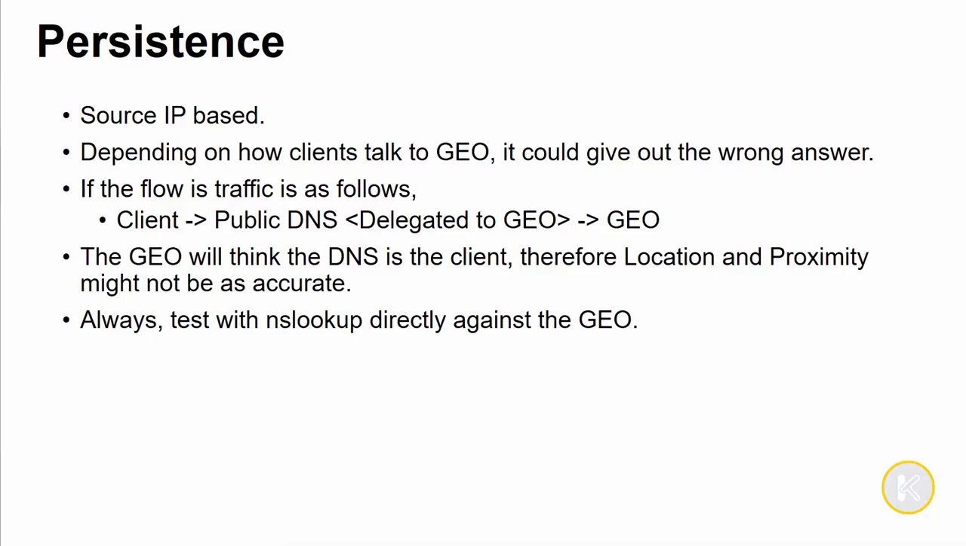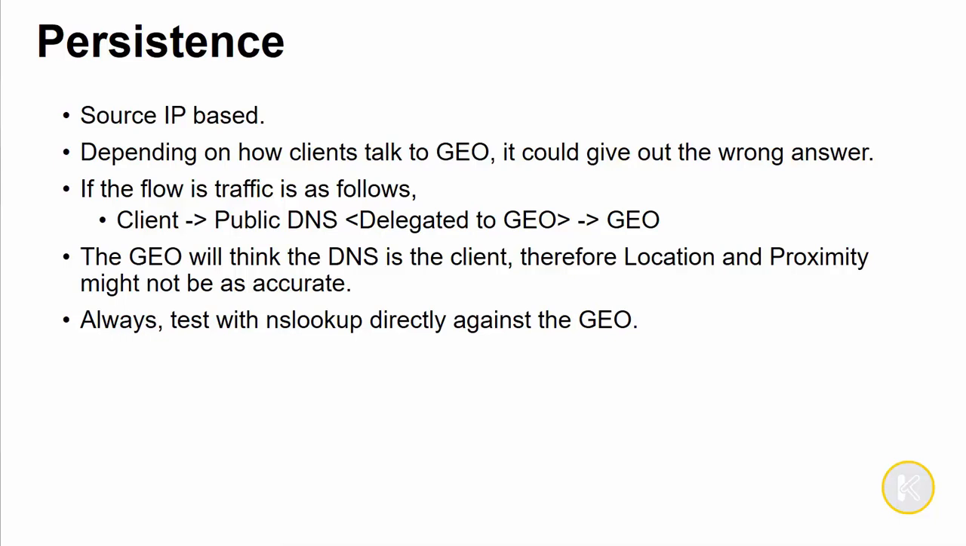Geo persistence, also known as stickiness, is the property that enables all name resolution requests from an individual client to be sent to the same set of resources until a specified period of time has elapsed. This ensures that users are able to retrieve and interact with session-specific data.